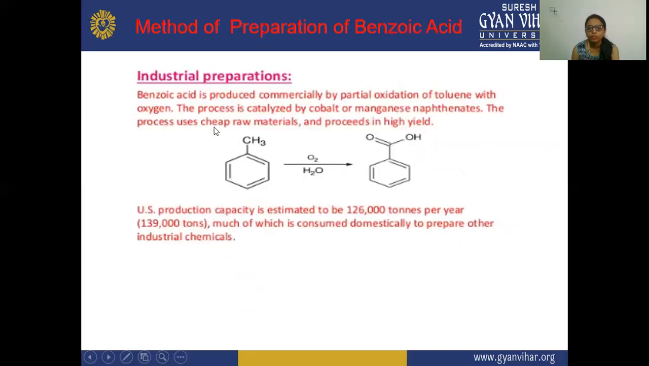This is now the method of preparation of benzoic acid. The industrial preparation: benzoic acid is produced commercially by partial oxidation of toluene. Toluene is oxidized in the presence of cobalt and manganese, and benzoic acid is formed. The process uses cheap raw material and provides a high yield. So in this case, there is a high yield of benzoic acid.